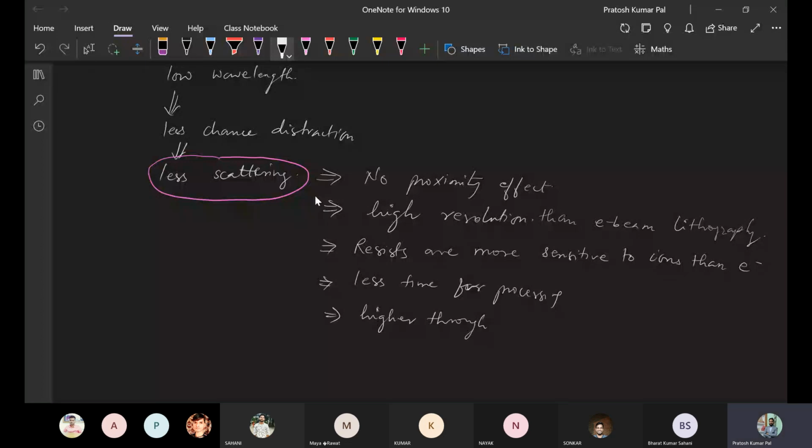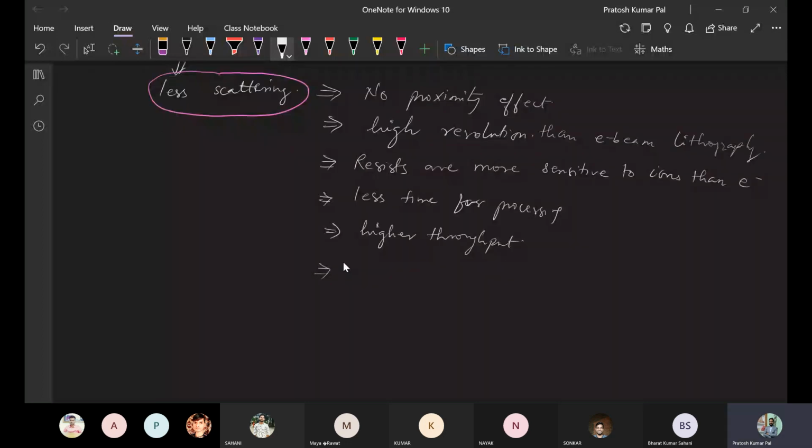Also, in case of ion beam lithography, there is a process in which there is no requirement of resist. This processing can be done without use of resist also. So there is a possibility of performing this ion beam lithography without using any resist. Okay.